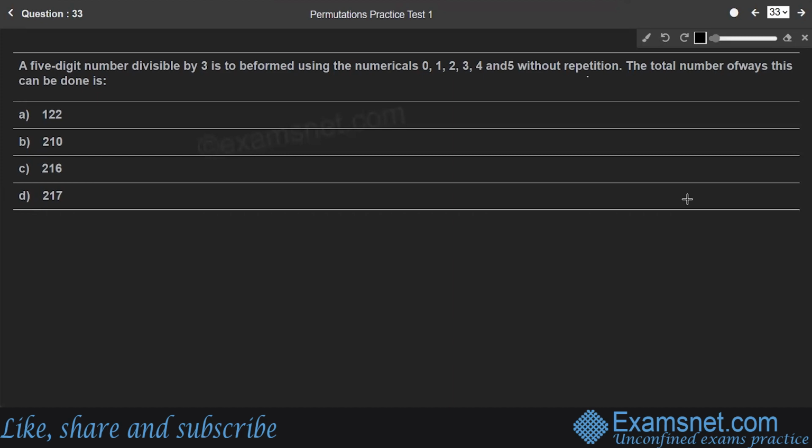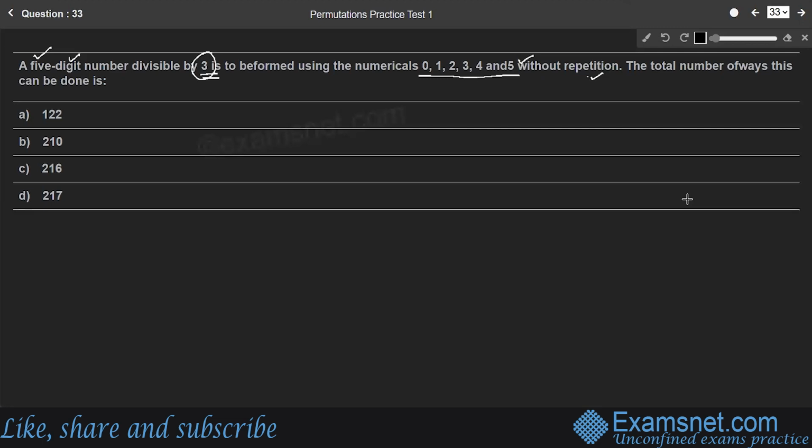Question number 33. A 5-digit number divisible by 3 is to be formed using the numerals 0, 1, 2, 3, 4, and 5 without repetition. The total number of ways this can be done is. So here are 6 digits given, 0, 1, 2, 3, 4, and 5. Using these 6 digits, we have to form 5-digit numbers, and this 5-digit number should be divisible by 3.